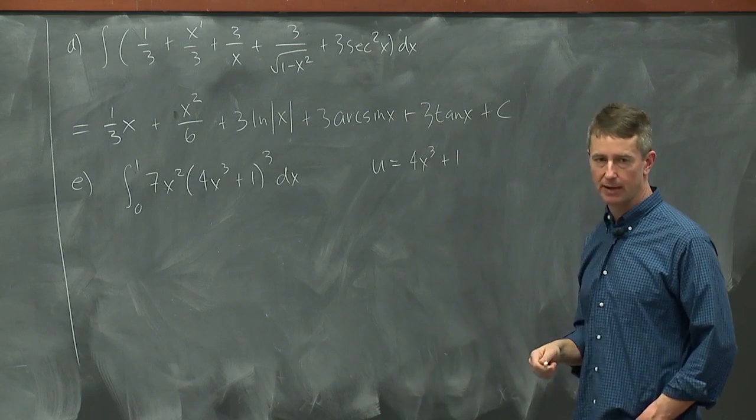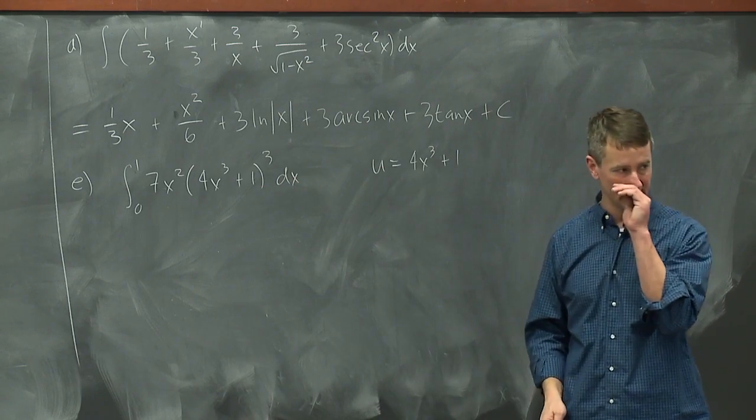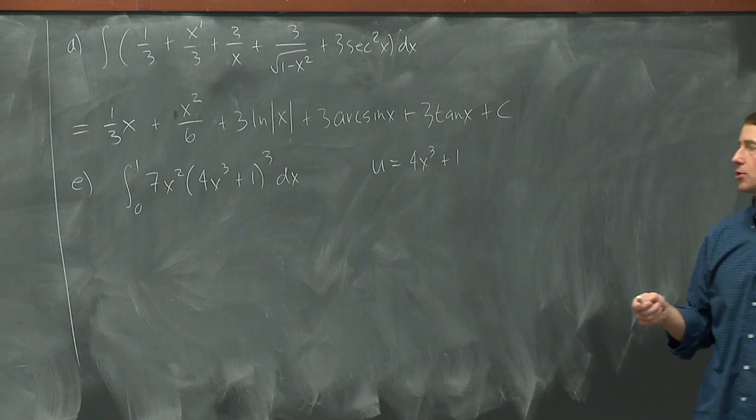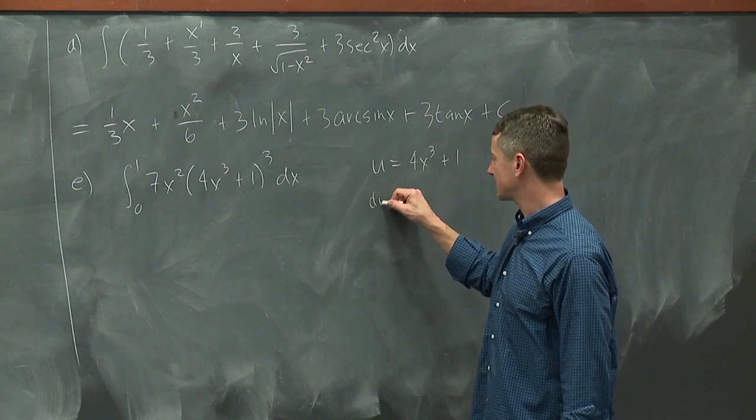4x to the third plus 1, right? Because that's inside of the cubing function. So this will become u cubed, which will be a lot easier to integrate, right? And what's the other clue that's good? What's du dx going to equal here?